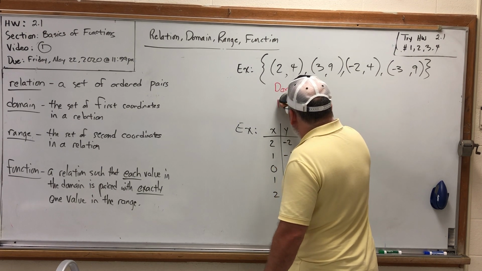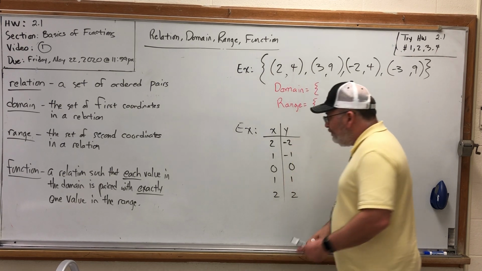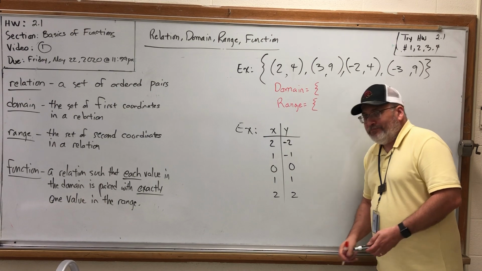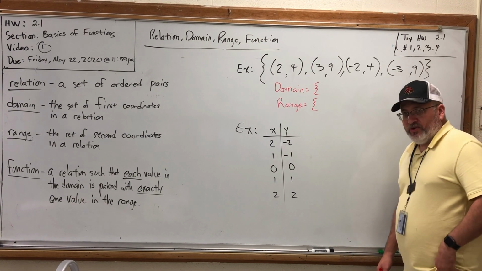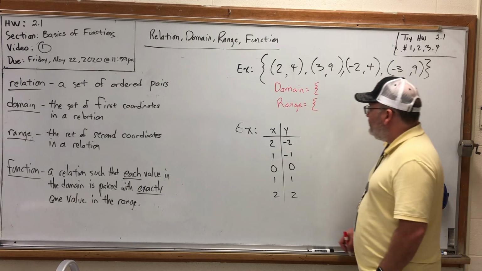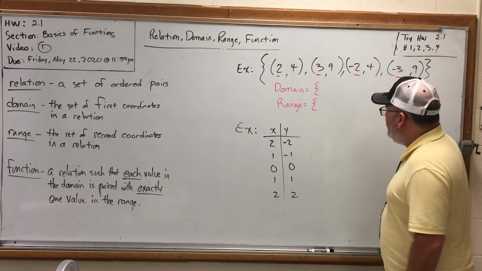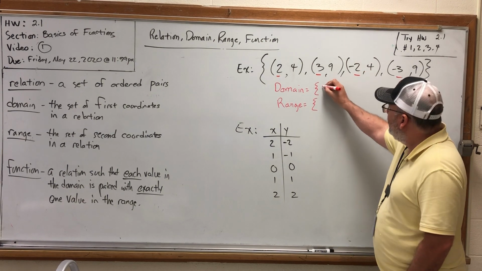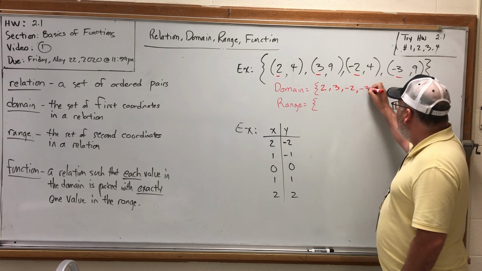You're probably hoping that you'll have a lot of questions like this on test 2. You'll have one, but only one. What is the domain of this first relation? Literally asking you, what are the first coordinates in all of the pairs? Answer in the order in which they're written: 2, 3, negative 2, and negative 3.